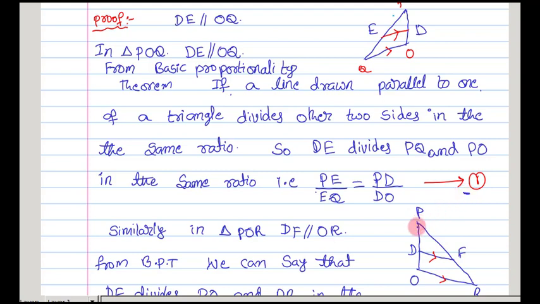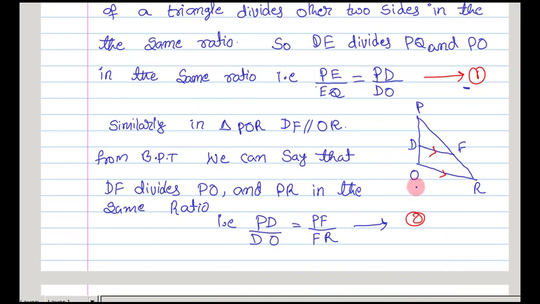Similarly, if you take triangle POR, in this triangle POR, DF is parallel to the OR. So from the same basic proportionality theorem, we can say that the DF line divides PO and PR in the same ratio, that is PD by DO is equal to PF by FR. This is our second equation.